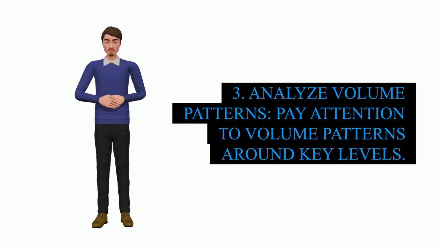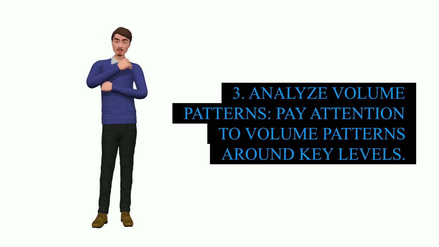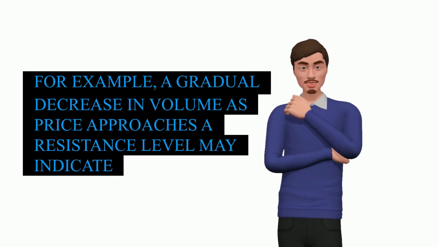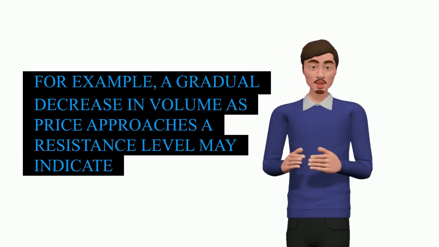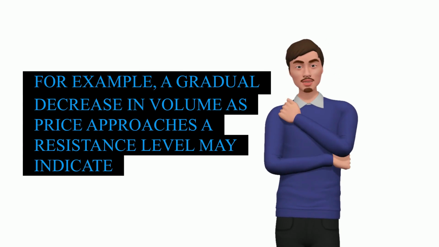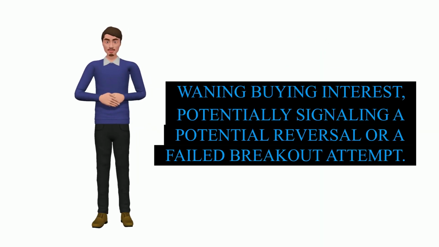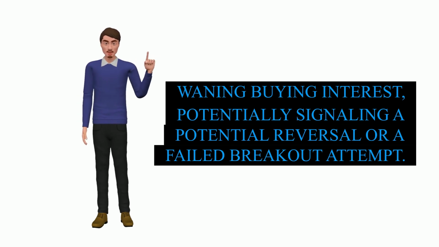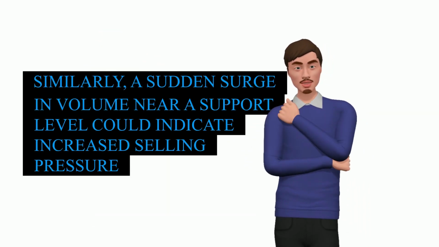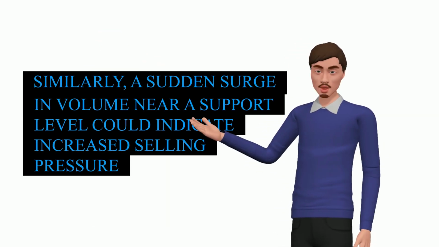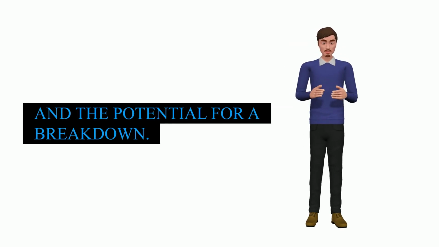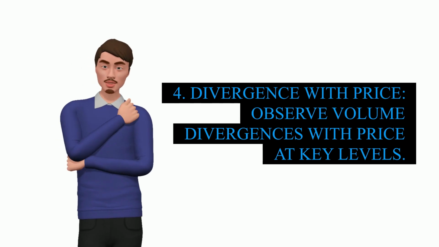3. Analyze volume patterns. Pay attention to volume patterns around key levels. For example, a gradual decrease in volume as price approaches a resistance level may indicate waning buying interest, potentially signaling a potential reversal or a failed breakout attempt. Similarly, a sudden surge in volume near a support level could indicate increased selling pressure and the potential for a breakdown.